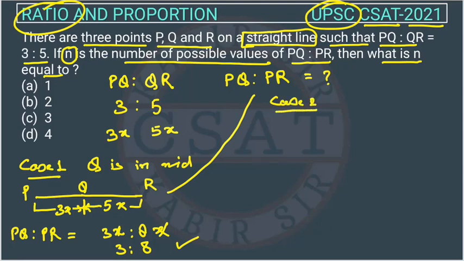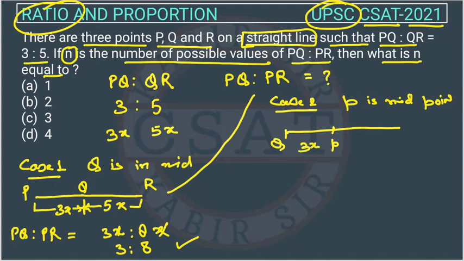Case 2 is, suppose P is the midpoint. If P is the midpoint, then this is a straight line because all three points are on a straight line. This is given. I am taking P here, right? So PQ is given, this is Q. So PQ is 3x and QR is given, R is here. From here to here, this is 5x. So PR will be 5x minus 3x. This will be 2x, right?